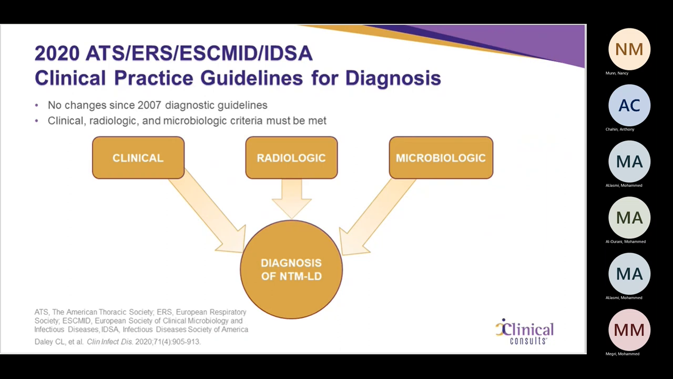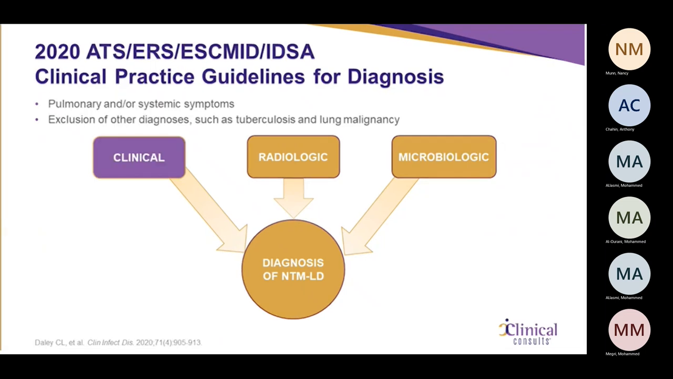Novels, okay. So in 2020, ATS, ERS, all the bodies or organizations came up with these recommendations. As far as diagnosis, not much change from before, but still you have to meet clinical, radiologic, and microbiology criteria to diagnose NTM lung disease. The clinical could be either systemic symptoms, fever, malaise, weight loss, or it could be pulmonary symptoms. But they can be very non-specific, and this is what caused delay in the diagnosis. Patients can come to you with cough or other symptoms that you might attribute to something else. So things can go on for months or even years before patients are brought to a definitive diagnosis.